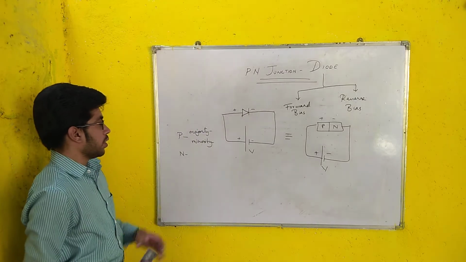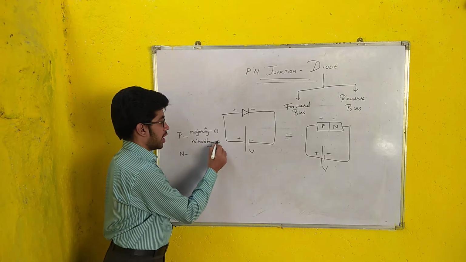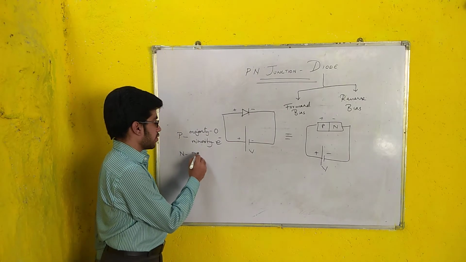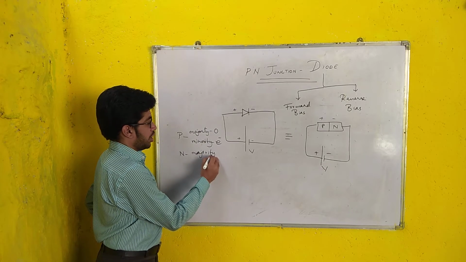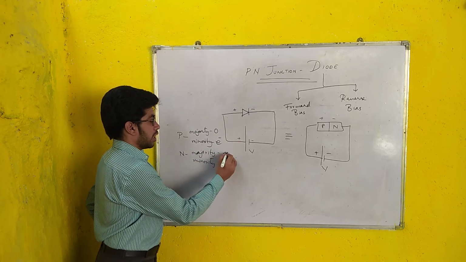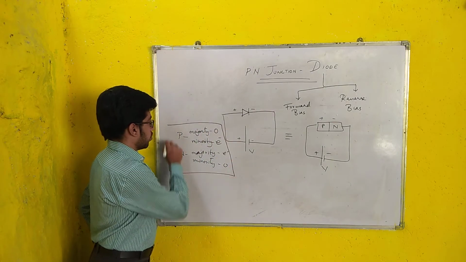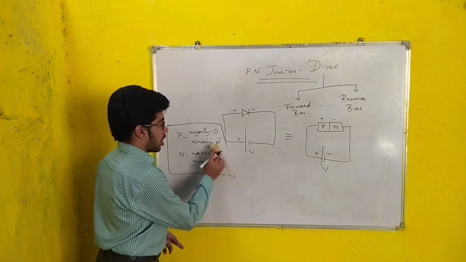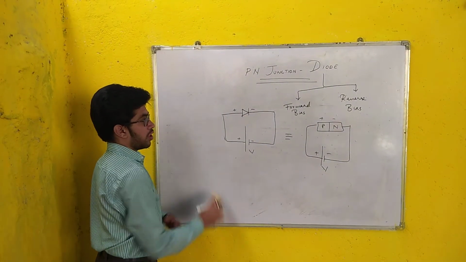In P-type, majority carriers are holes and minority carriers are electrons. Similarly, N-type also has majority and minority carriers. Here, the majority carriers are electrons and the minority carriers are holes. This concept is very important in understanding the operation of a diode. Now we'll come back to continuing the operation of the PN junction diode, where we were in forward bias.